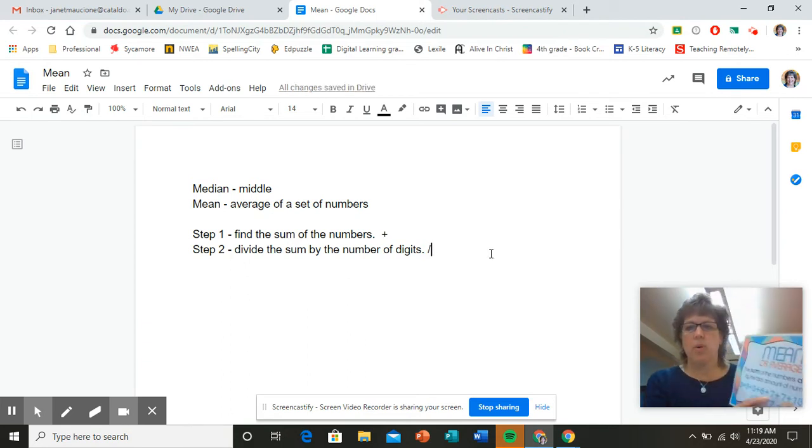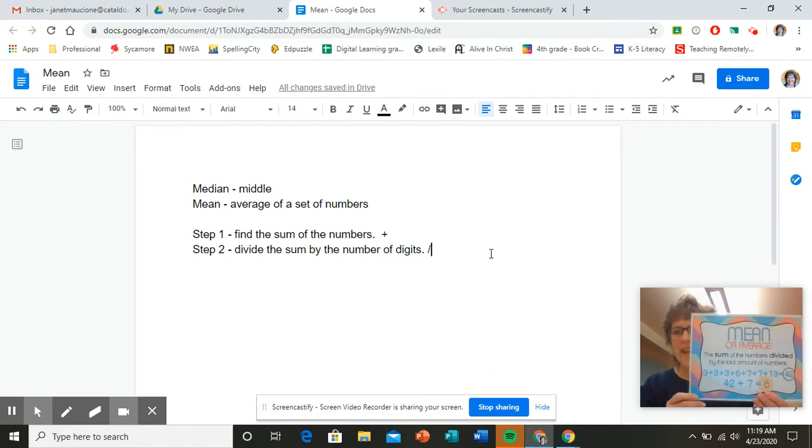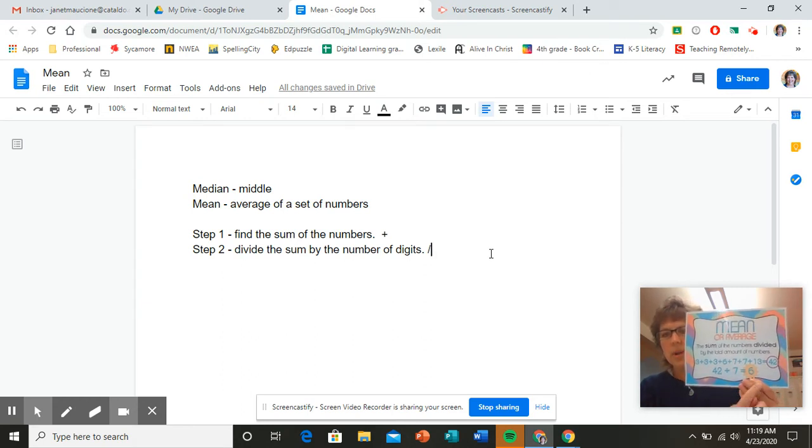So if I show this right here, it says 3 plus 3 plus 3 plus 6 plus 7 plus 7 plus 13. That all equaled 42. I take 42 and I divide it by how many digits I had. So there were 7 numbers. 42 divided by 7 equals 6.